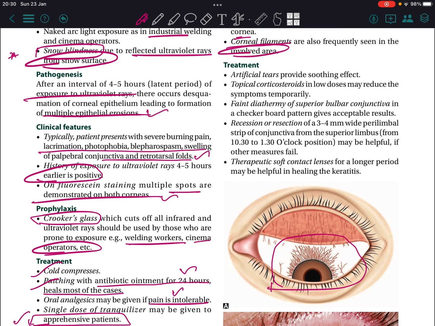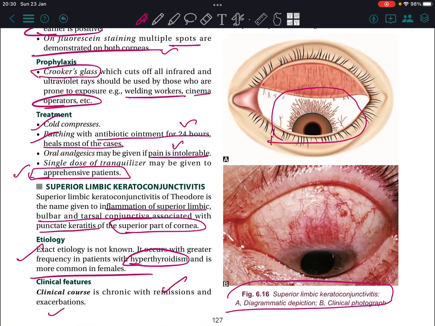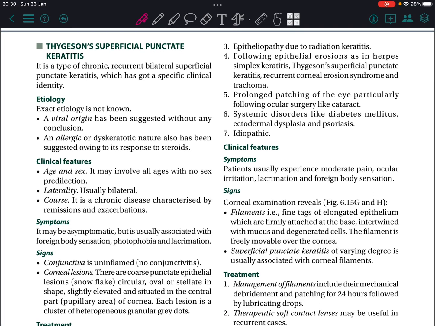Treatment: artificial tears provide some soothing effect. Topical corticosteroid, fine diathermy of superior bulbar conjunctiva, or resection of a 3 to 4 mm white perilimbal strip of conjunctiva from the superior limbus may be helpful. If other measures fail, therapeutic soft contact lenses for a long period may help in healing keratitis.